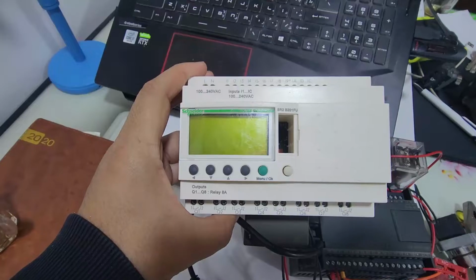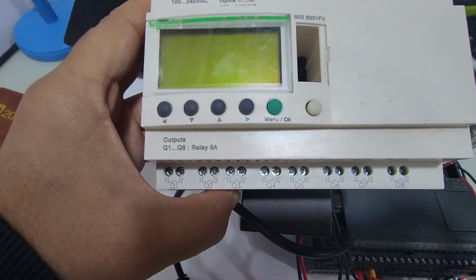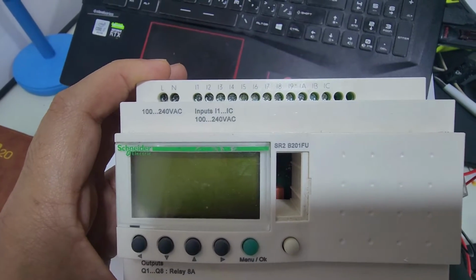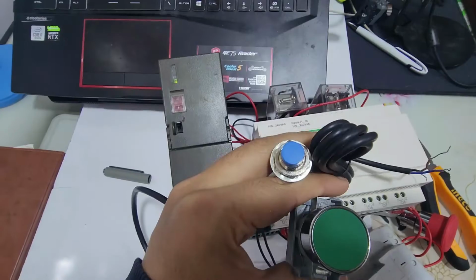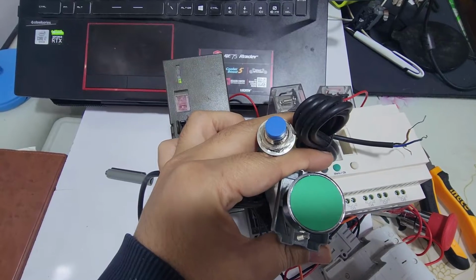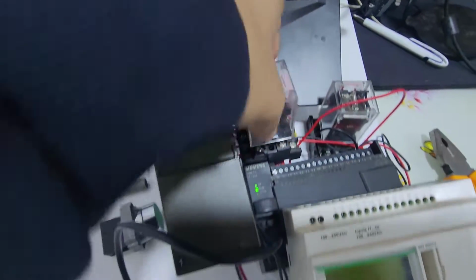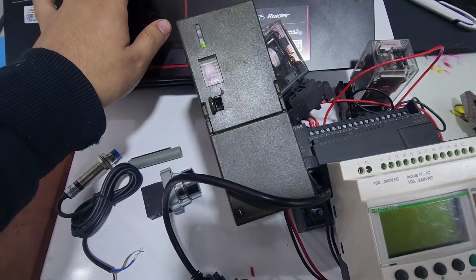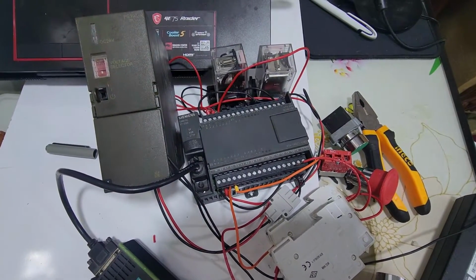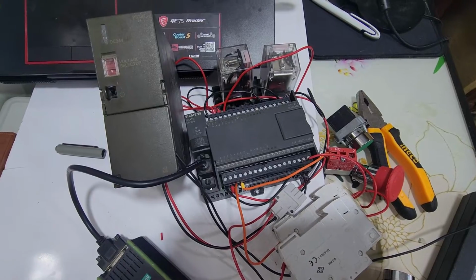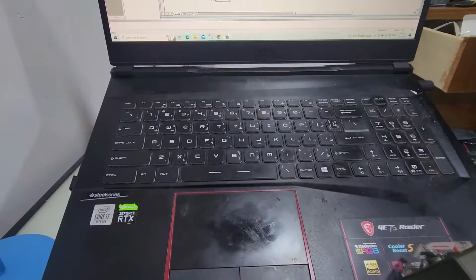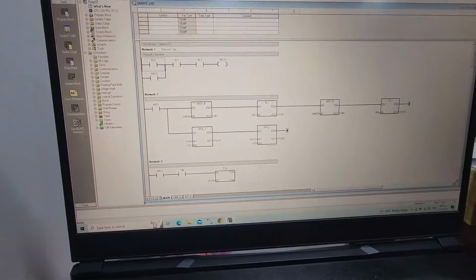PLC consists of input and output units and also contains the central processing unit. In the input unit, push buttons, sensors, and others are connected, for example. Either at the output, a contactor, relay, or others can be connected. A PLC program is usually written on a computer and then is downloaded to the controller. Most PLC programming software offers programming in ladder logic.